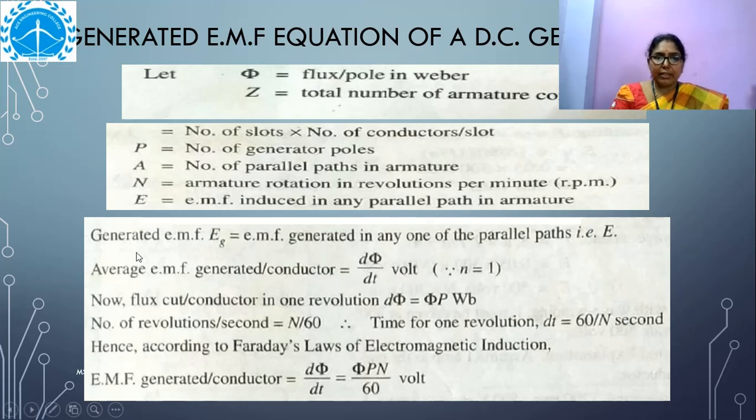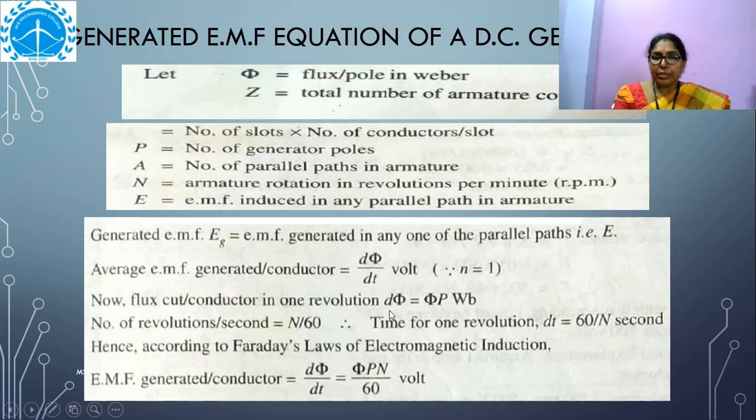Now first we'll start with the generated EMF, represented as E, nothing but the EMF generated in any parallel path, which can also be treated as E here. Now first of all we are going to calculate the average EMF generated per conductor, nothing but d phi by dt volt. Here we are considering the number of conductors as 1 in this equation, but finally we are going to deduce based on the number of conductors we have. So what is the flux cut per conductor in one revolution? We are going to calculate.